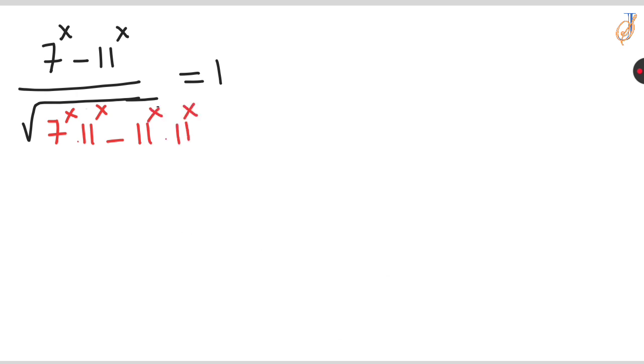Now in each and every term we have something raised to the power of x, isn't it? Keeping on writing raised to the power of x looks a bit complex. That's why I'm going to consider another variable: 7 raised to the power of x as a and 11 raised to the power of x as b. Now it is easy to solve this.